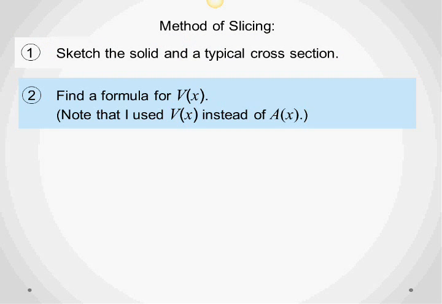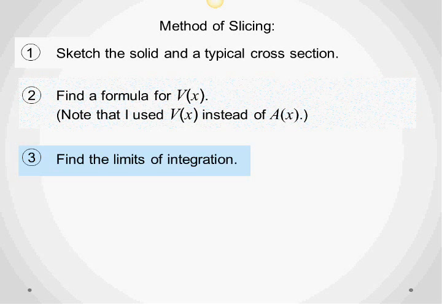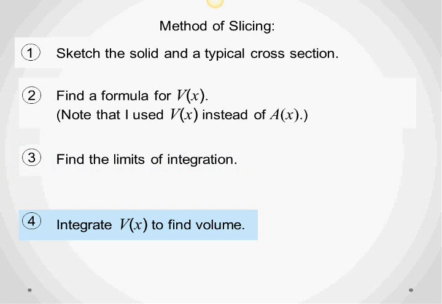So if I know the shape of the cross section or the slice of bread is a circle, I'm going to use pi r squared. If I know that the shape of the slice of bread is a rectangle, I'm going to use base times height. So you have to come up with that formula, and you want to put that formula in terms of x. Number 3 is you want to make sure you find your limits of integration. That could be based off of an intersection point. That could be based off of limits that they actually tell you in the problem. And then number 4, you want to integrate your V of x to find the volume.